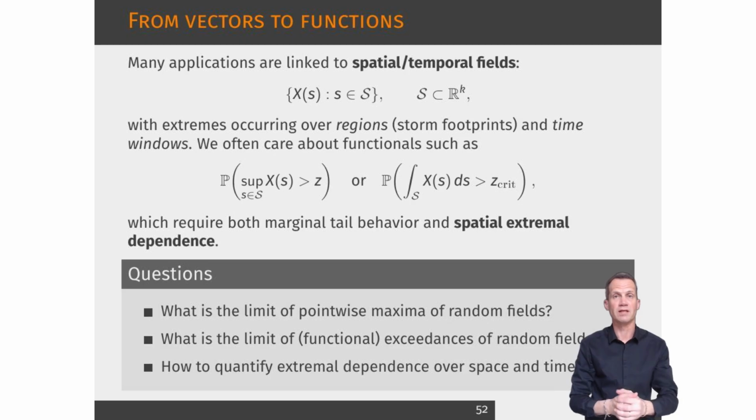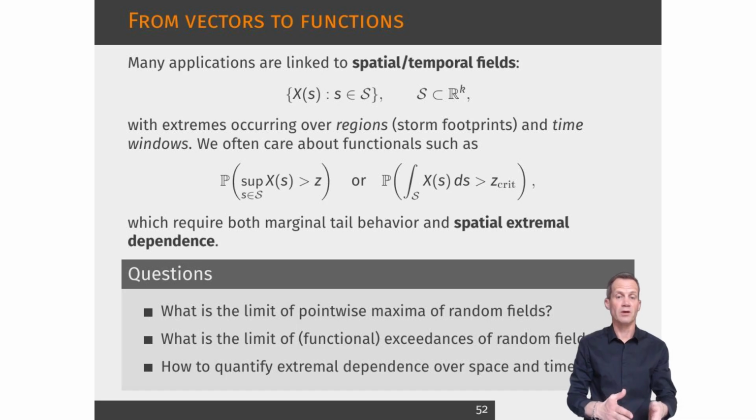The first point is that extremes often occur over regions and time intervals, not only at isolated points. A storm, for example, has a spatial footprint, and a heat wave has a temporal persistence. The second point is that we often care about functionals of the whole field. This may be the maximum over the region, or the total accumulated impact over space or time.